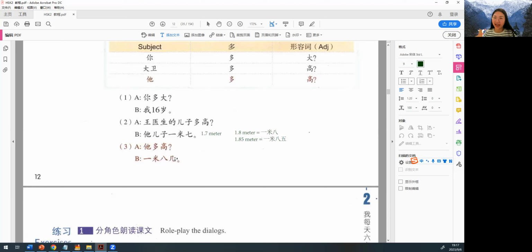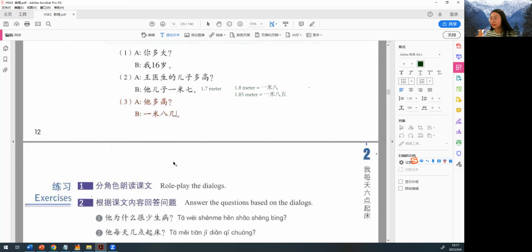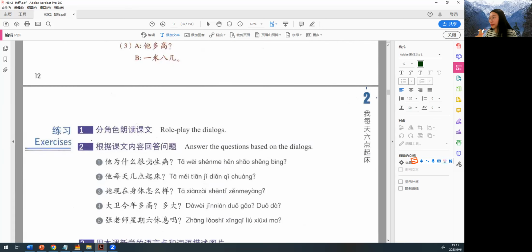So in the listening question, I can already imagine that in the HSK exam, there will definitely be some kind of questions like this. So you have to hear that clearly and know exactly what this 几 means, why they use 几 there.